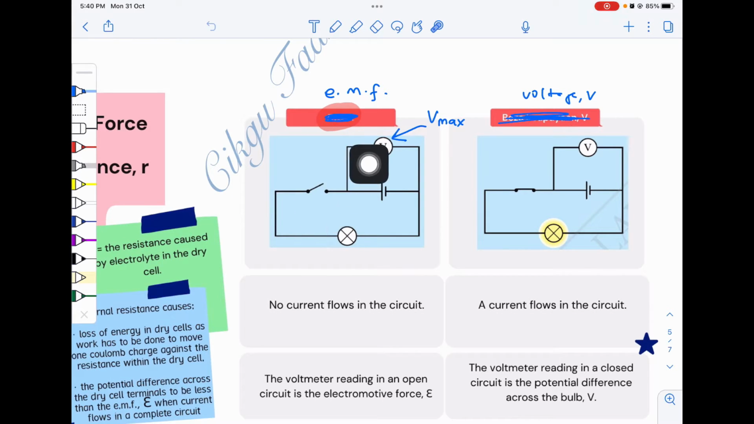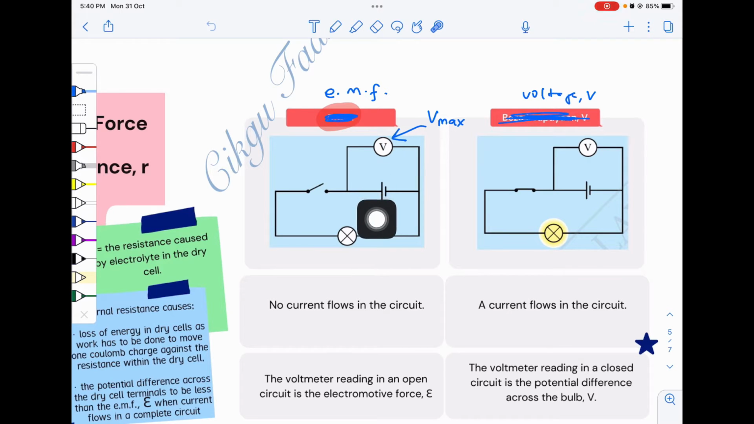reading of the voltmeter? I'm sure you have done this experiment. So when this happens, that means this is an incomplete circuit, yeah? So do you think the current is flowing? No, current cannot flow because this is an incomplete circuit. However, if you observe the reading on the voltmeter, you will find the voltage is maximum. Yeah, maximum.